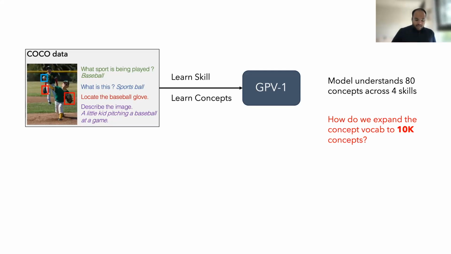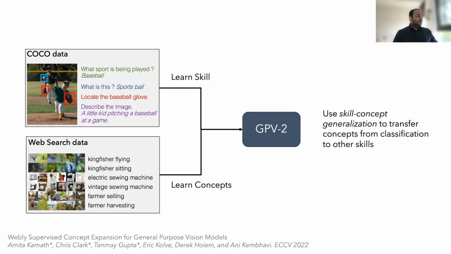And so the way to do that was to disentangle the learning of skills from the learning of concepts. So instead of training this GPV1 only on COCO data and learning skills and concepts from that same data, we wanted to learn skills from COCO, but then learn concepts from web supervision. Now, this web supervision data is basically going to an image search engine like Bing or Google, and then searching for images for these 10,000 concepts that we are interested in.